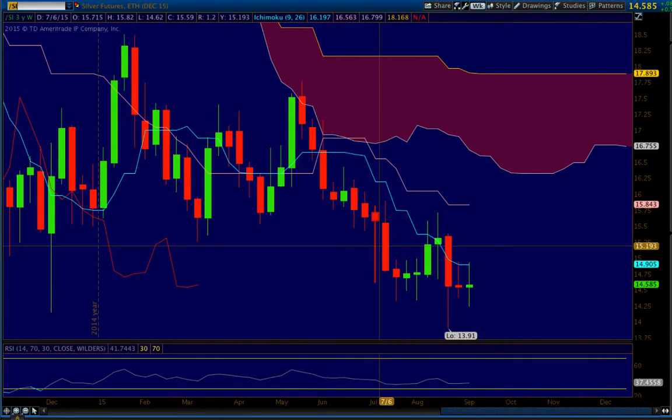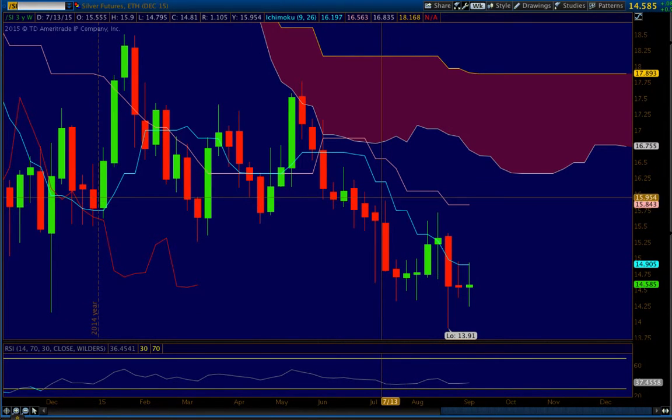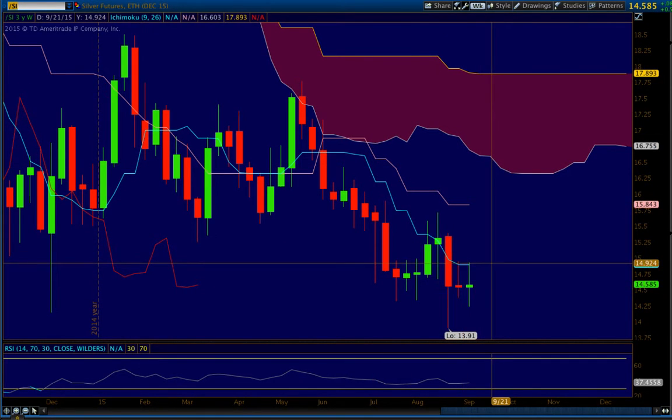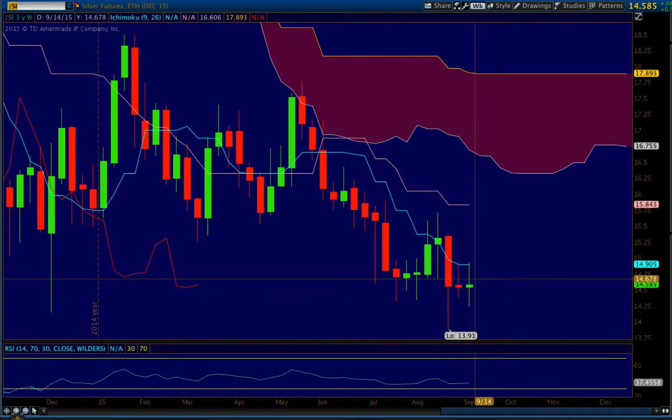Silver is bearish in Ichimoku terms. Under the cloud, under the Kijun-sen, under the Tenkan-sen. It came up and tested the Tenkan-sen, but was rejected, putting in these long-legged spinning top type doji type candles, very small bodies, lots of indecision in this market.